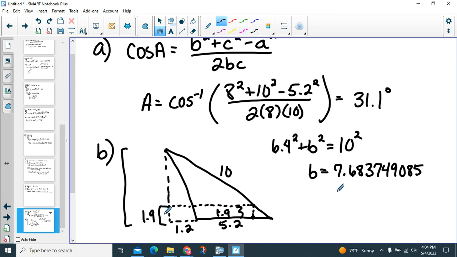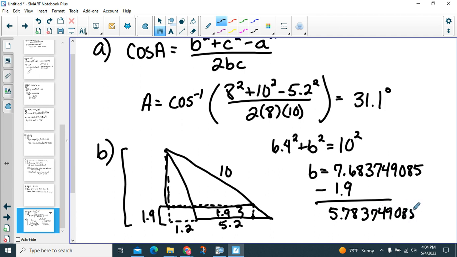Now of course I only care about this small piece of the right triangle, because that'll give me this distance here that I want. So I need to subtract the 1.9 from that. And when I do, we get 5.783749085. So this piece now is 5.78.